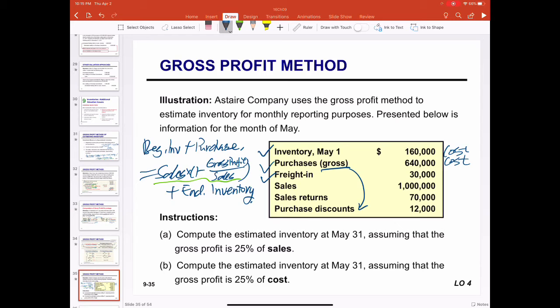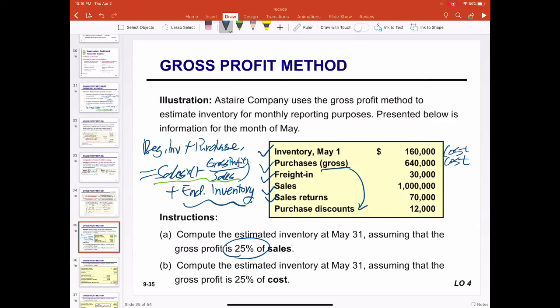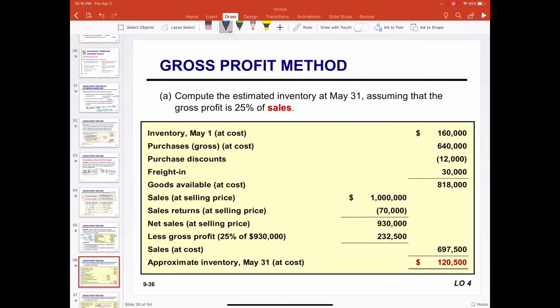Yeah, we have sales return, so that's a net sales. Gross profit, yeah, we're given the percentage. So we can calculate ending inventory. So next slide shows the calculation. We put all the information into this table.